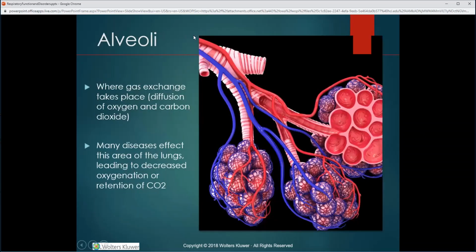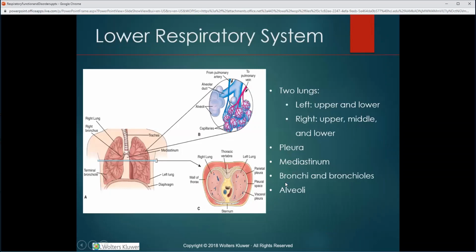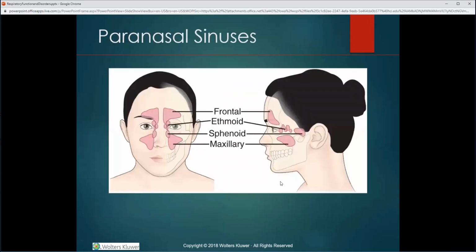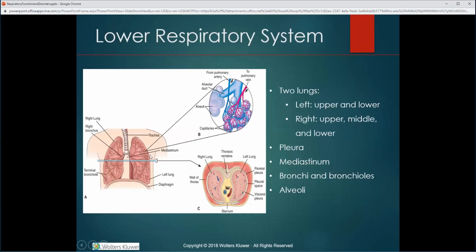The alveoli, these are a very important part of the respiratory tract. This is where the exchange of oxygen and CO2 takes place in the lungs. So back on that first picture, here's where the alveoli are on the ends of the bronchioles. You have the bronchus, right and left main bronchus, and then they break off into smaller branches, the bronchioles, and then they terminate in the alveoli. They look like little grapes.